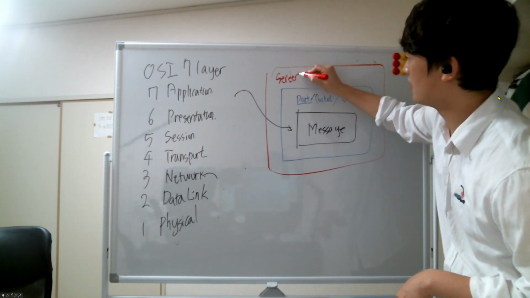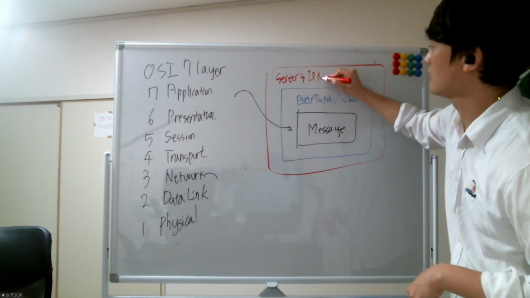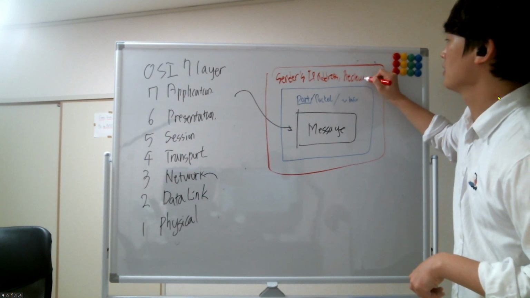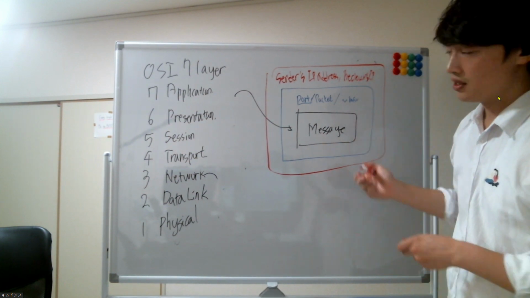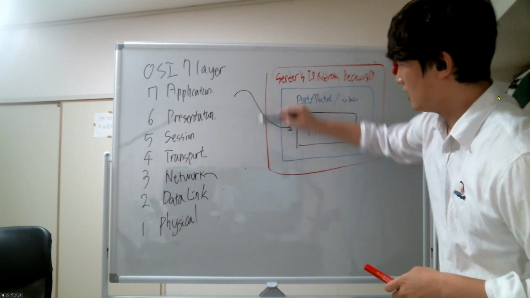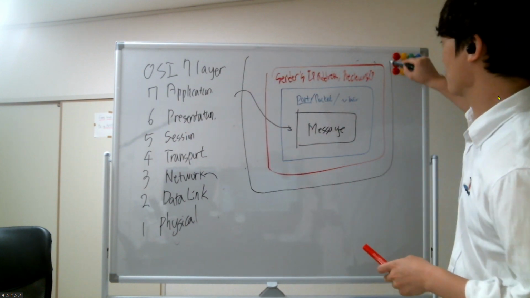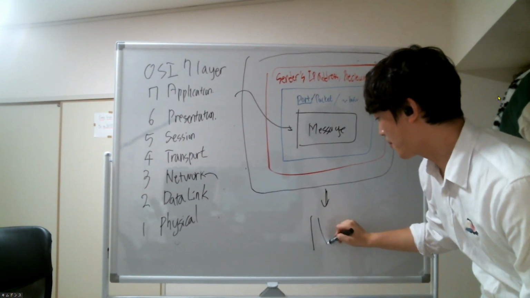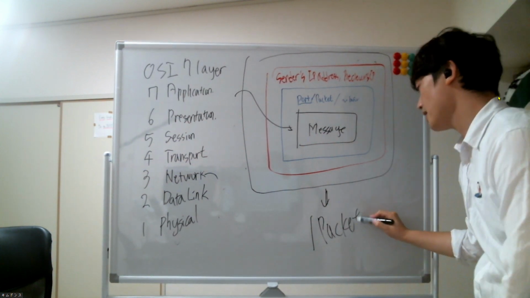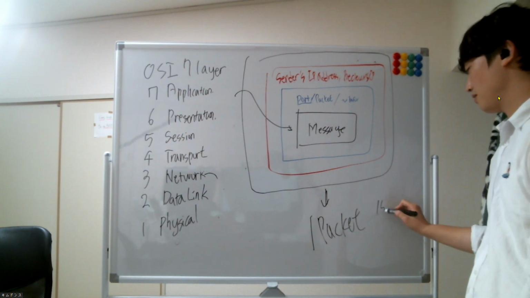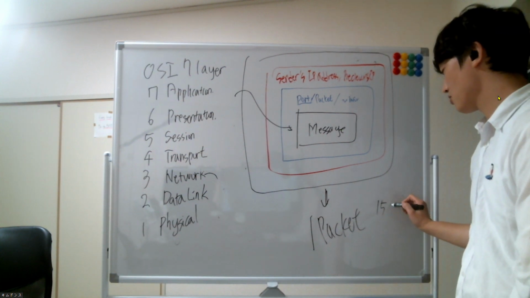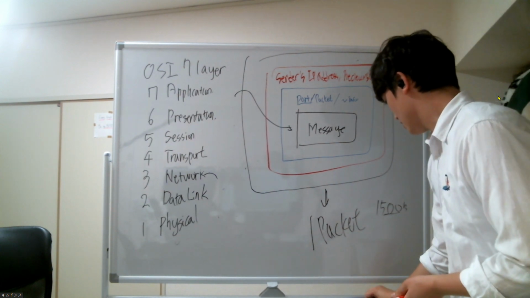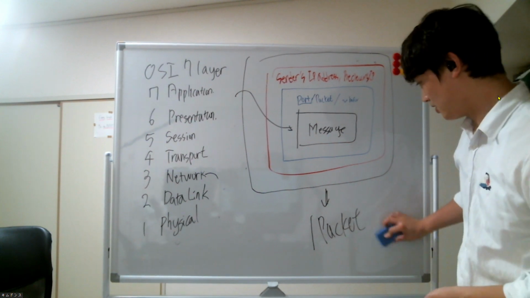And also in the network layer, it encapsulates with the sender's IP address and the receiver's IP address. And lastly, the Ethernet frame is encapsulated, and this becomes one packet. The packet size is about 1,500 bytes. Actually, I do not remember exactly, but you can Google it.